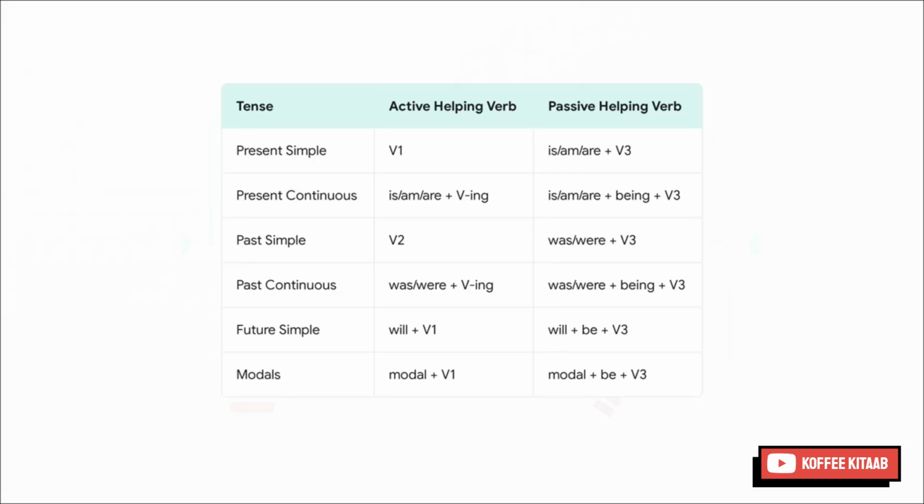So this chart lays it all out beautifully, and I want you to look for the patterns here. See? For both continuous tenses, present and past, you're just adding that little word being. For future simple, and for modals like can or should, you just pop in the word be. Seeing these patterns, that's the real key. This is the engine that powered every single transformation we did today. If you can memorize these patterns, you've totally got this.